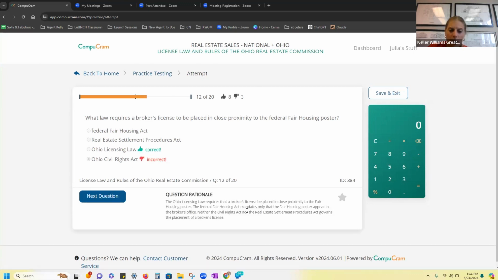So the Ohio license law requires that the broker's license be placed in close proximity to the fair housing poster. All right, good job, guys. The Federal Fair Housing Act mandates only that the fair housing poster appear in the broker's office. Neither the Civil Rights Act nor the Real Estate Settlement Procedures Act governs the placement of a broker's license.